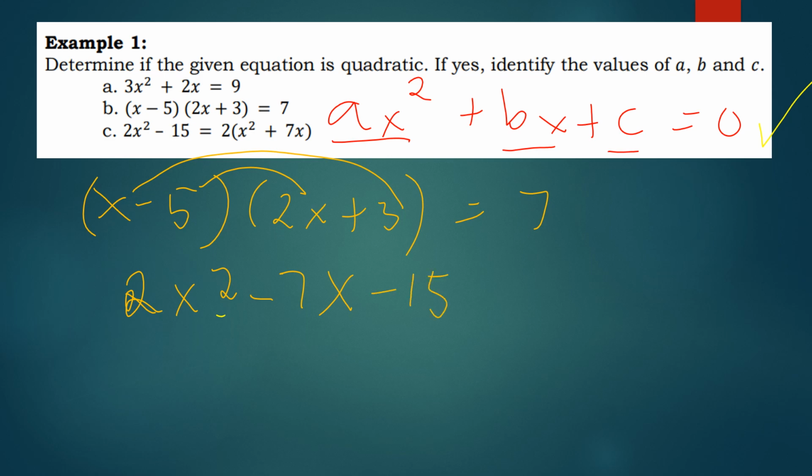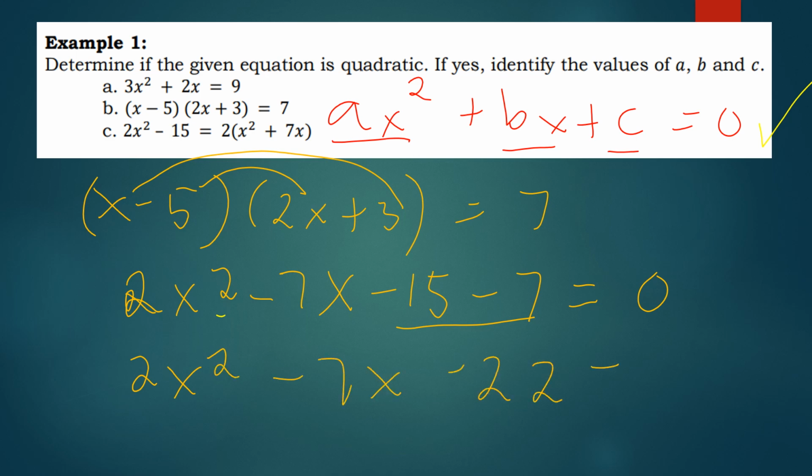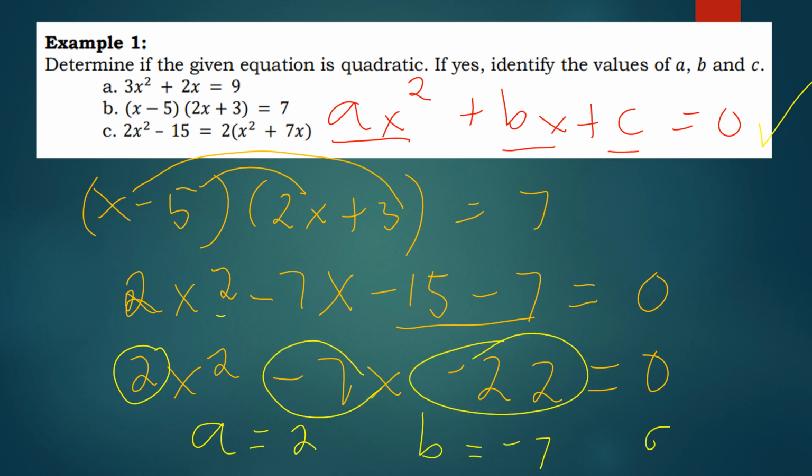Now we transpose 7 to the left side. That becomes negative 7. Now we have only 0 here. Again, a way to look at it is to add the additive inverse of 7. Adding negative 7 on both sides leaves us 0 on the right hand side. And then we can combine terms which are similar. 2x squared minus 7x minus 22 equals 0. Therefore, our a equals 2, our b equals negative 7, and c is the constant negative 22.